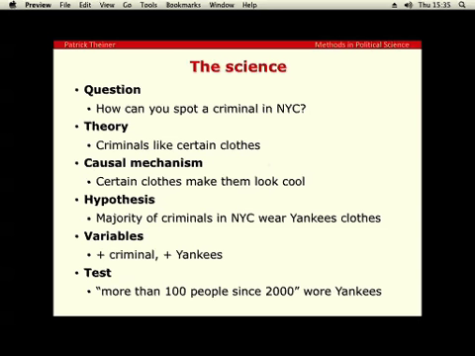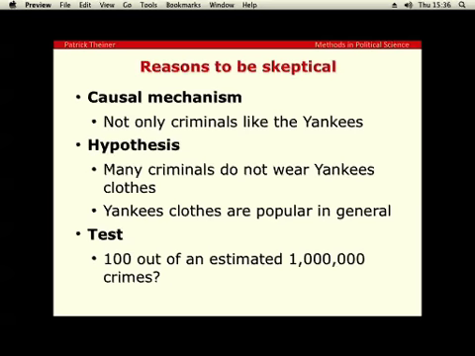And the article even helpfully provides a little test, because they say, well, we've looked at lots of arrest records, and since 2000, the article was written in 2010, over 100 people have been arrested wearing Yankees clothes. So, do we buy this? Or are there some reasons to be skeptical?